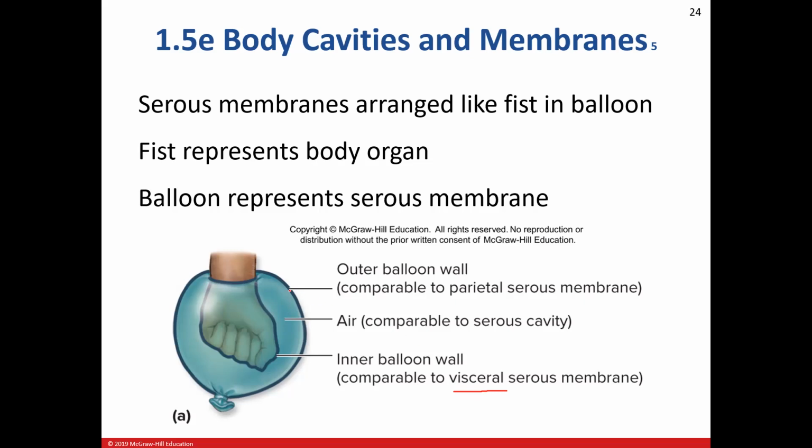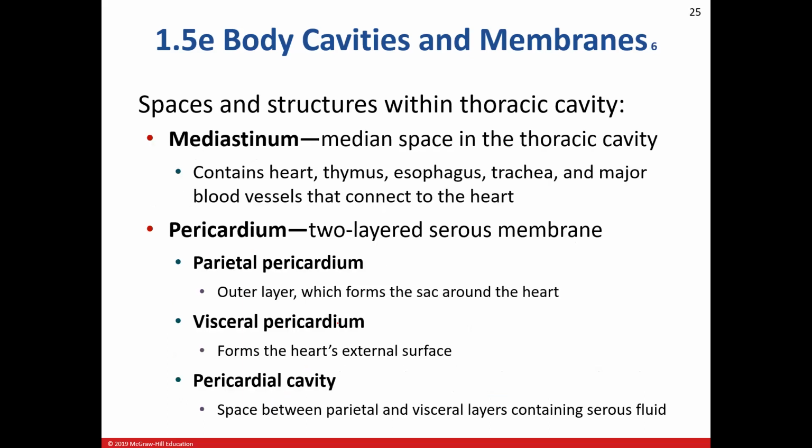And then you can see this outer dark blue line. I want you to think of that as the parietal layer. And then that light blue area in between these 2 dark blue lines, there's a space there. That's where the air of the balloon is. Well, that's going to be our serous cavity. And that's where we'll find that serous fluid that's being produced. Great example. I like to use that to help explain some things.